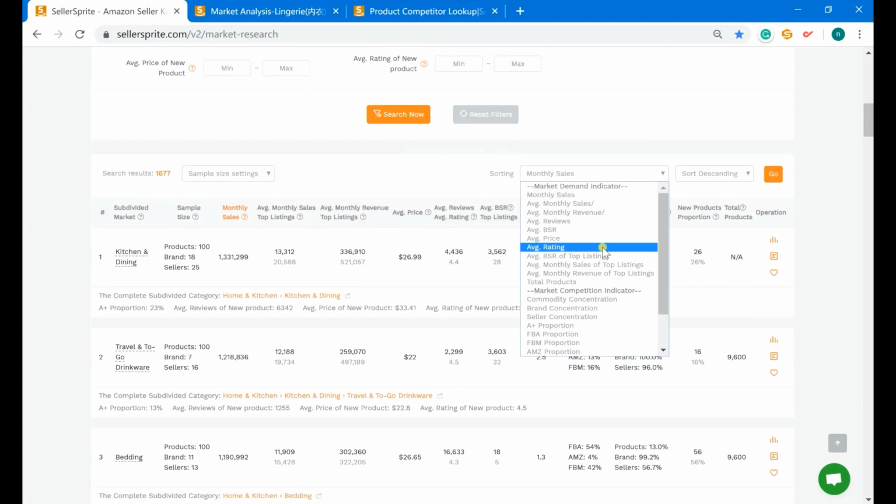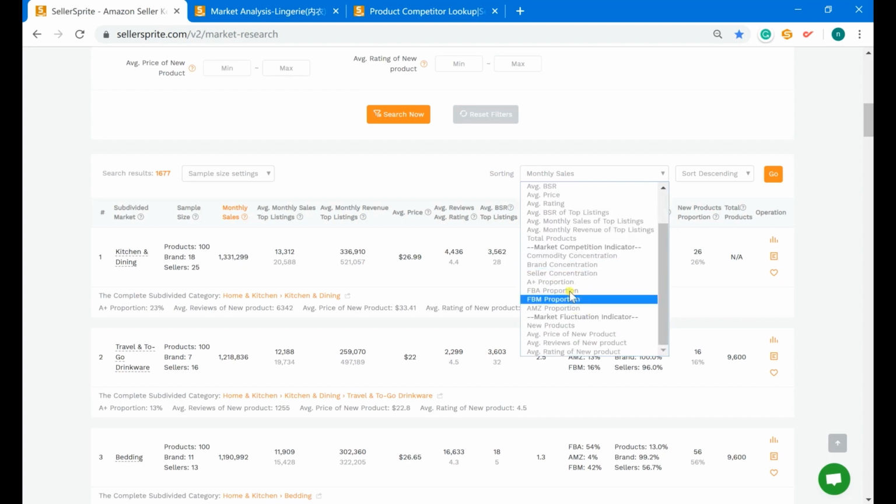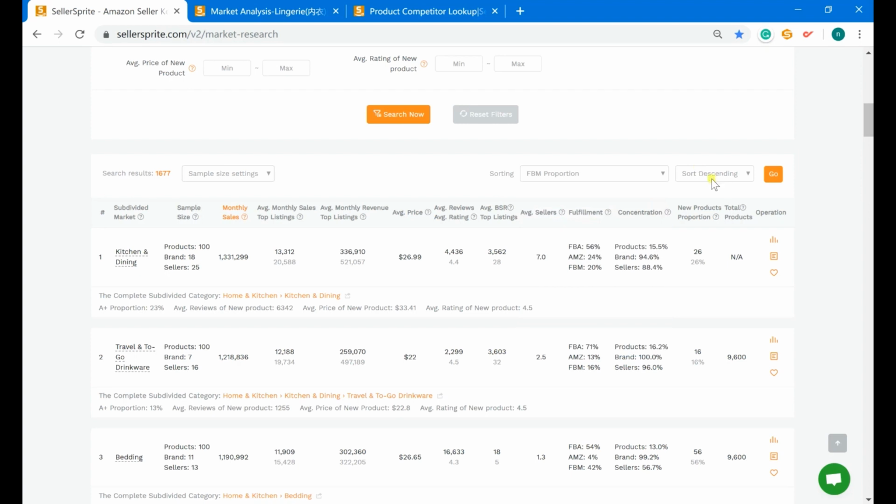For example, if you are an FBA seller and want to run your business in a market with a high proportion of FBM sellers, so that you can take advantage of this delivery method, then sorting the markets by FBM in descending order is your most important product discovery condition, because it enables you to find the market with a high proportion of FBM sellers.